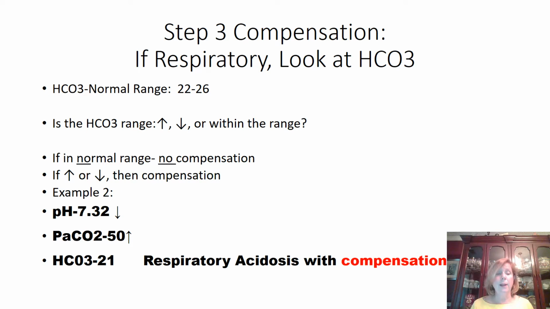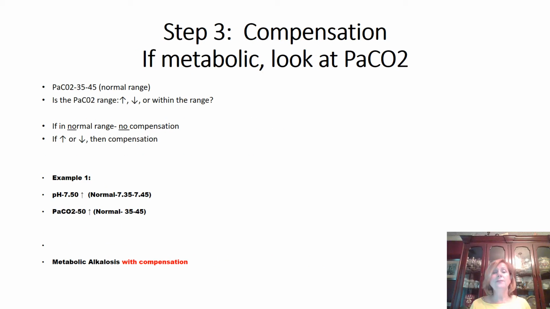So in this case, our bicarbonate is 21 and the normal range is 22 to 26. So that is not within range. So it's respiratory acidosis with compensation. And vice versa. If it's metabolic, look at the PaCO2. So PaCO2 normal range is 35 to 45. So if it's normal, no compensation. If it's high or low, then we have compensation. So looking at our example, our PaCO2 is 50. So it is metabolic alkalosis with compensation.